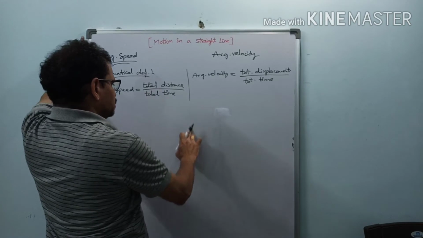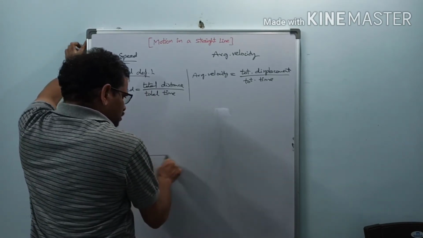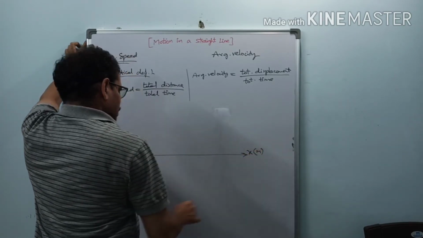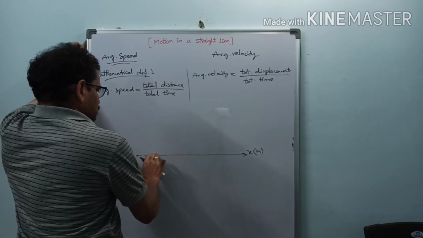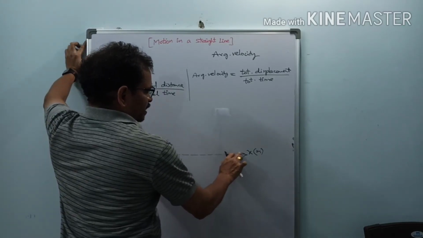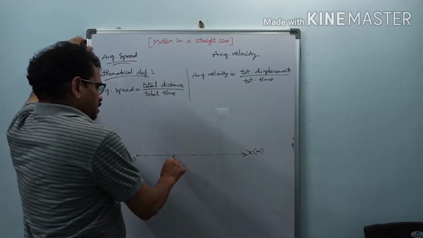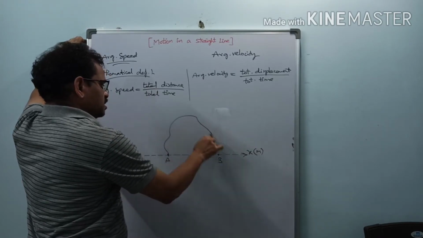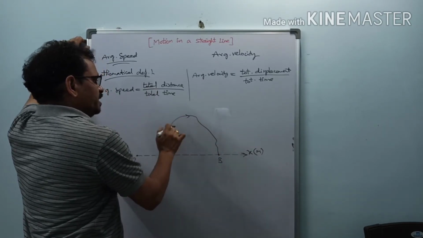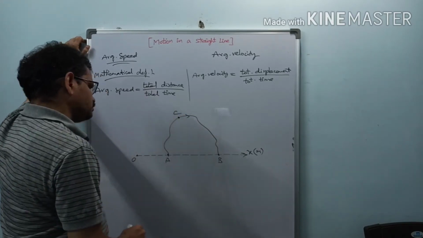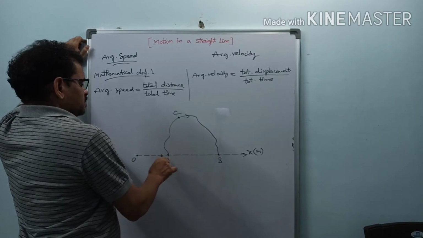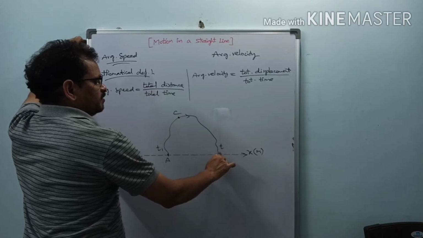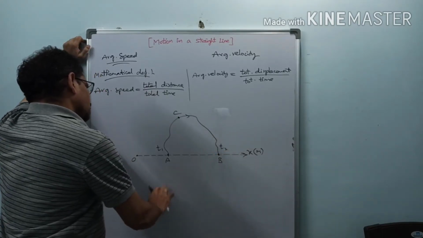So let us understand this in a better way. Let me consider this x-axis on which positions are taken in meters. So this is the origin. I am taking a discontinuous line. Here let us choose a position A, and another position B here. So let us consider a particle moving from A to B via point C here. Let us suppose that the particle is at initial position A when time is t1 and it reaches final position B when time is t2.